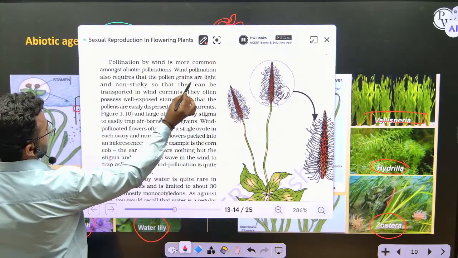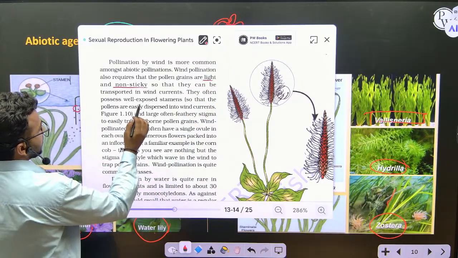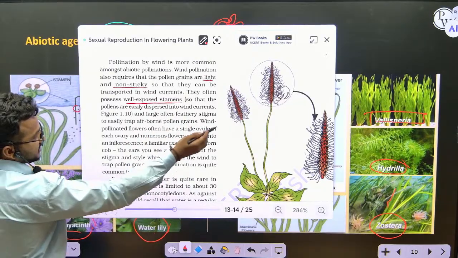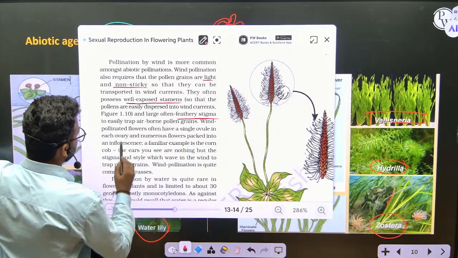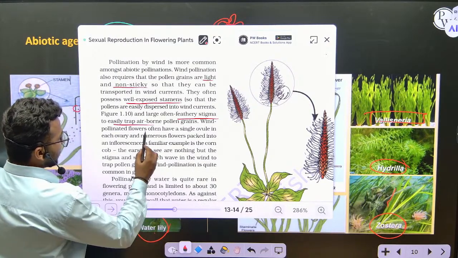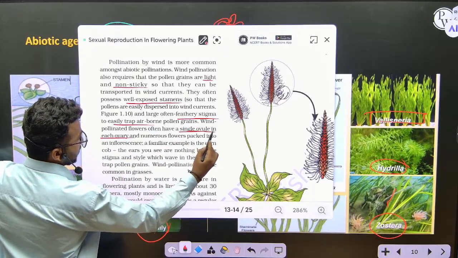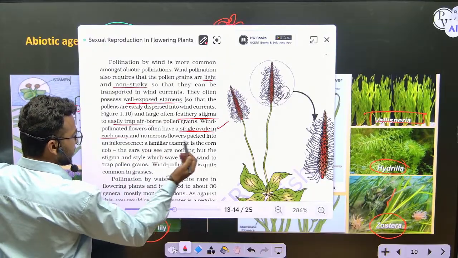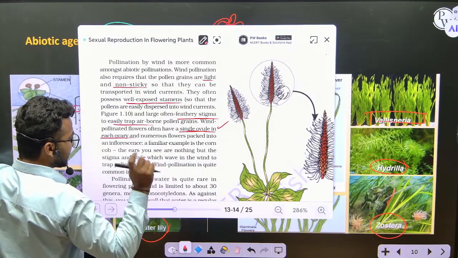See, pollen grains are lightweight and non-sticky, and well exposed stamens are given there, and large, often feathery stigma, which easily catch the airborne pollen grains. Wind pollinated flowers often have a single ovule and single ovary. Okay, this point I know. So they will be having a single ovary and a single ovule, and numerous flowers packed in the inflorescence. There will be only one ovule within the ovary.